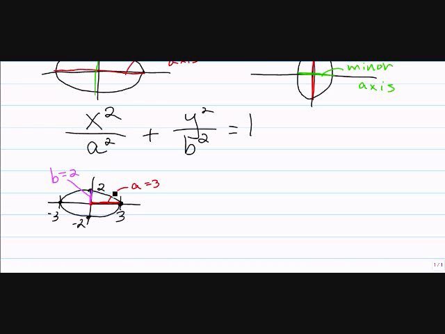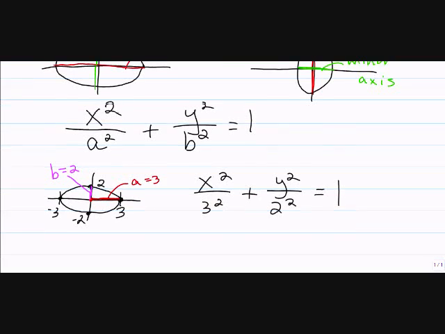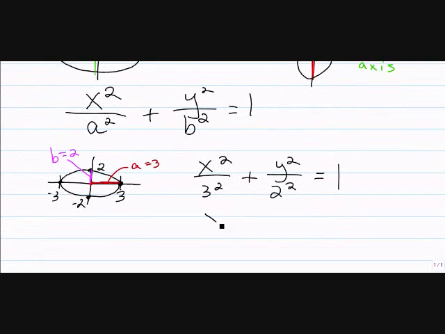And so the equation for this ellipse is x squared over 3 squared plus y squared over 2 squared equals 1. We don't usually write it that way. We usually write it as x squared over 9. We go ahead and square everything. Plus y squared over 4 equals 1.